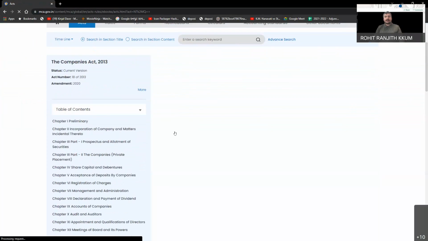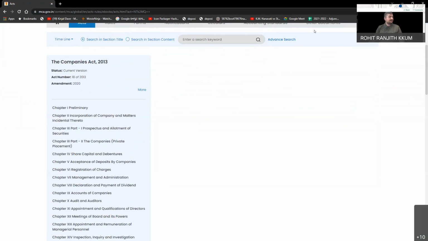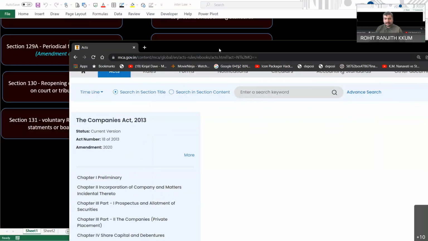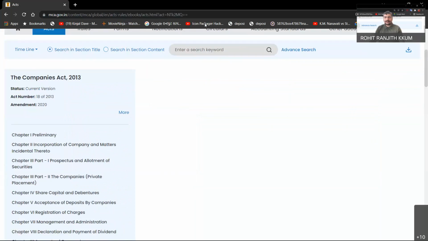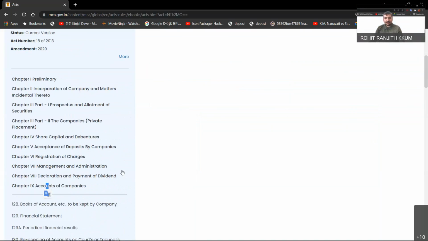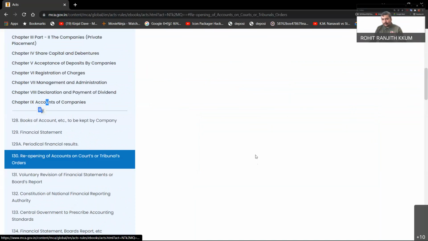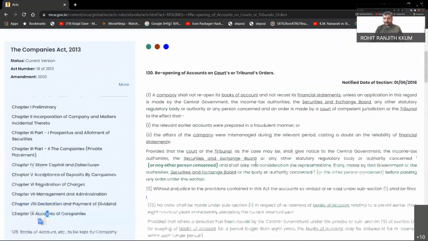All right. So are you able to see this material here? So guys, we are discussing accounts and this section 130. Now read these many paragraphs. Only three subsections are there. So let's read, guys. A company shall not reopen.